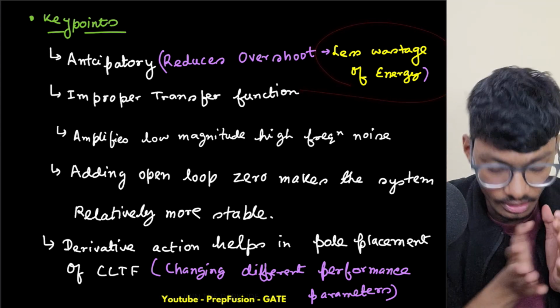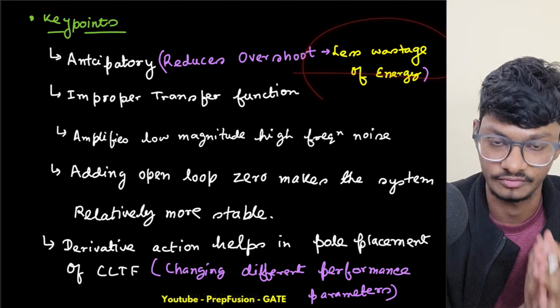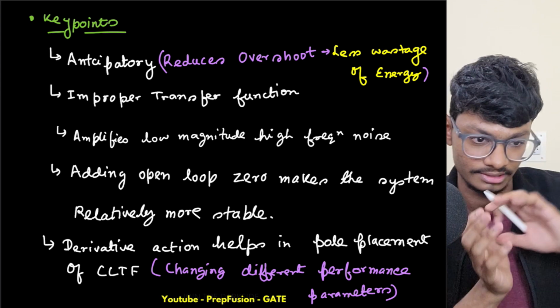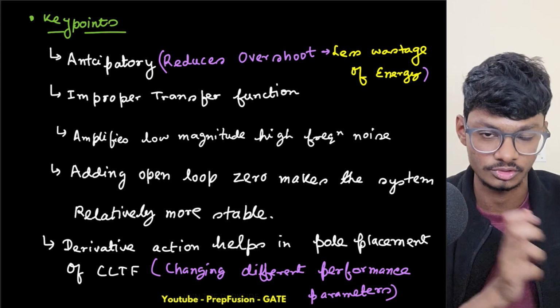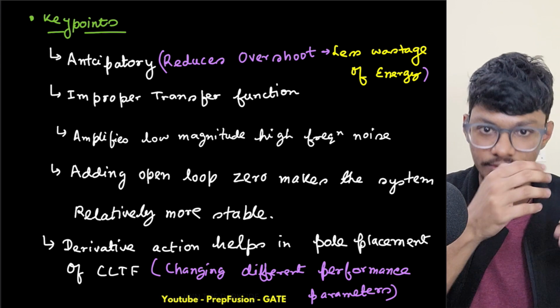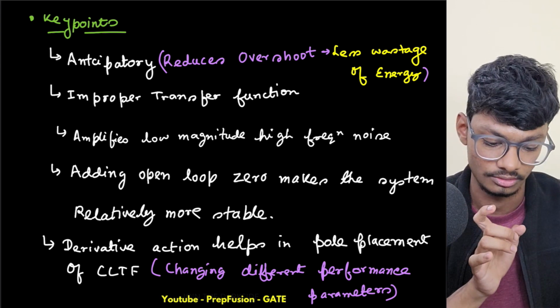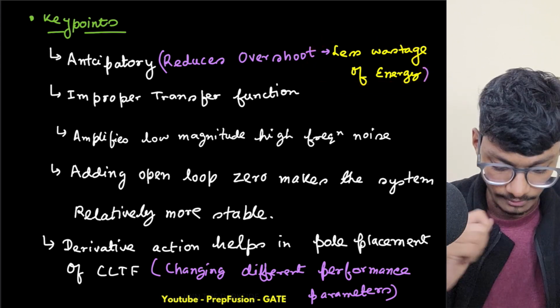Now this helps in less wastage of energy. If there is overshoot, obviously we need more power. It is saying give the actuator more input, the actuator will rotate more, so it will take in more power. So if the overshoot is less, then obviously the actuator will rotate at a slower rate, and the wastage of energy will be lower.